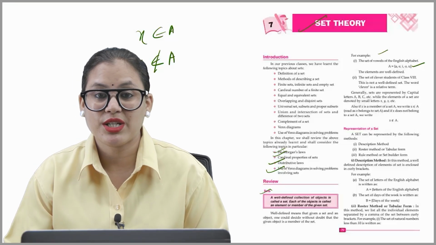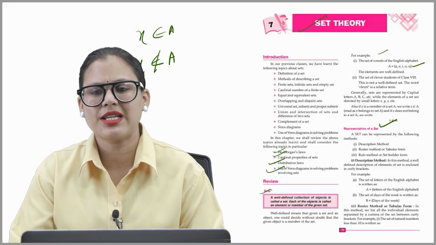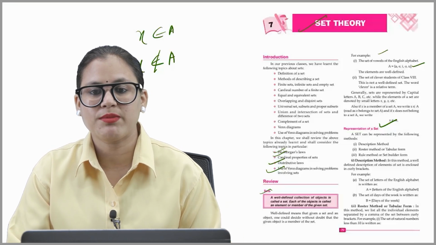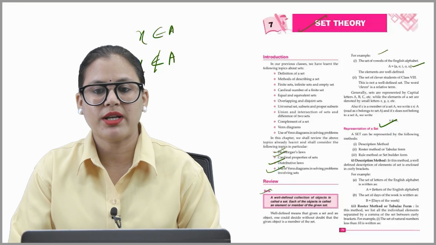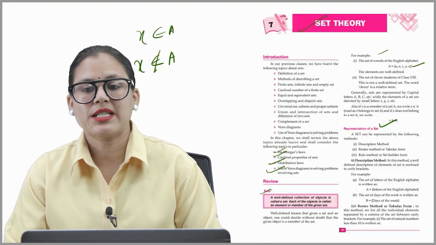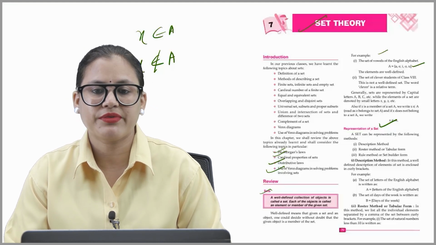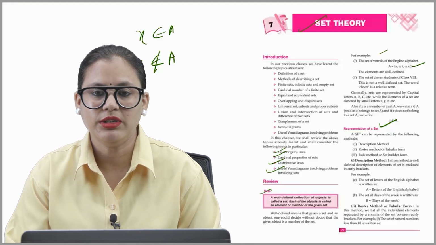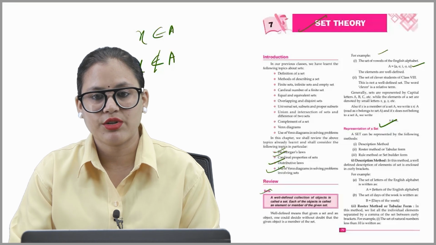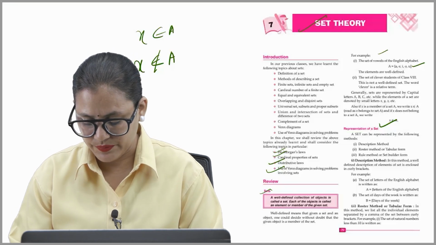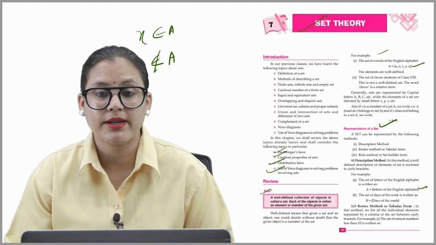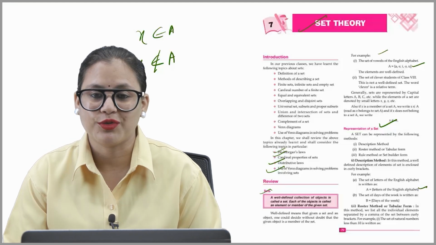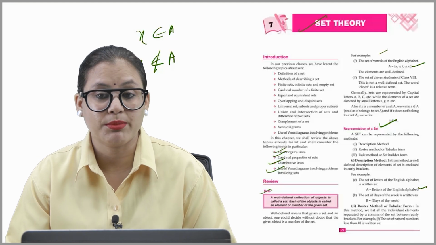Now, representation of a set. A set can be represented by the following methods. Number 1, description method. 2, roster method or tabular form. 3, rule method or set builder form. Number 1, description method. In this method, a well-defined description of the elements of the set is enclosed in curly brackets. For example, A, the set of letters of the English alphabet, is written like this: A equals, in curly brackets, letters of the English alphabet. B, the set of days of the week, is written as B, and then in curly brackets, days of the week.